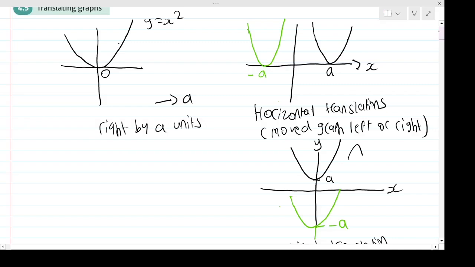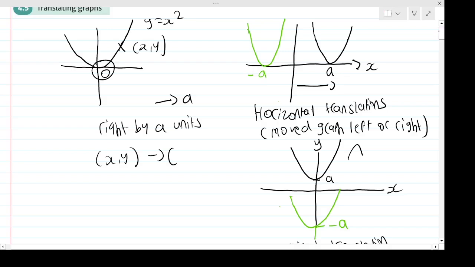So take any general point on x squared, that's (x, y). Any point on any curve. If we want to move it to the right by a units, we're moving it along the x-axis, as you can see here. But that means every x coordinate has to be shifted or moved up by a in order for that to happen. So, as you notice, for example, this point at the origin moved from 0 to the point a, and that's because we added a to the x coordinate, and that applies to the whole graph.